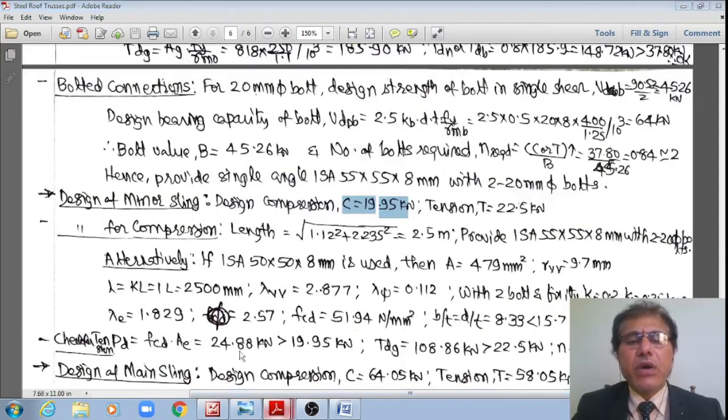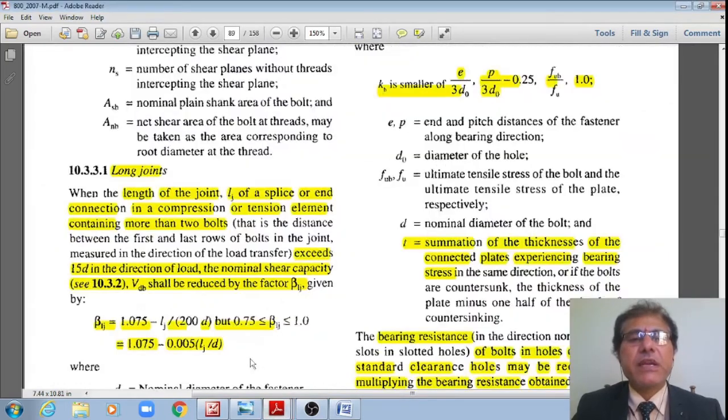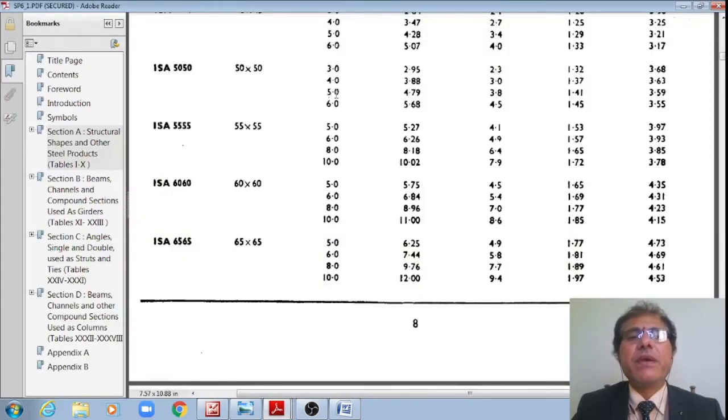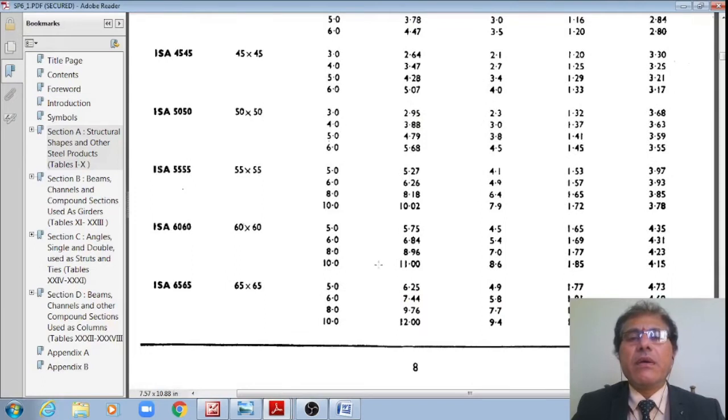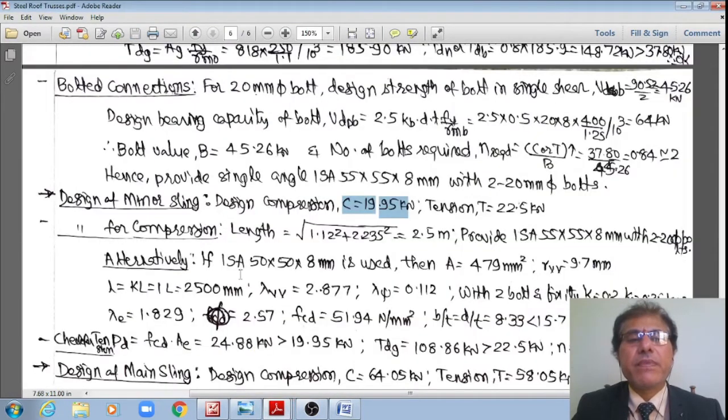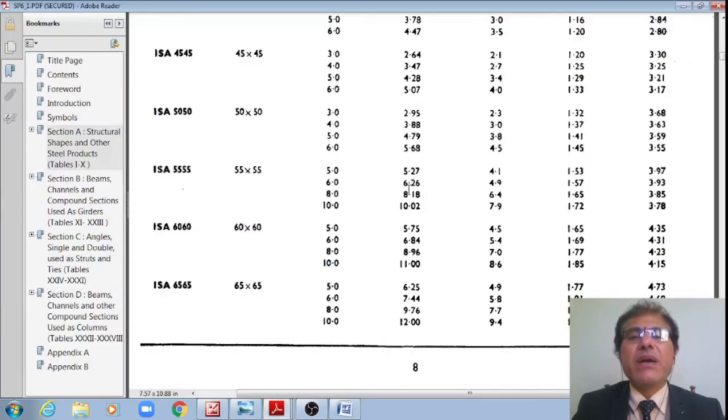Therefore now I have the sectional properties from SP61, right? I'm just noting down these properties for 50 by 50 by 8. Just wait for a moment. Sorry, this is 50 by 50 by 6, student, not 8, where the area is equal to 479. You please see that.